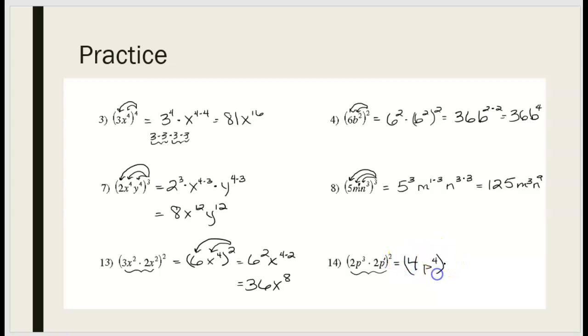Now that whole entire thing is being squared, okay? So that now my squared is going to apply to my 4, and it's going to apply to my variable factor. So this is going to be 4 squared times p to the 4 times 2, because that p to the 4th is squared, so I multiply those guys together. 4 squared is 16, and p to the 4 times 2 is p to the 8th.